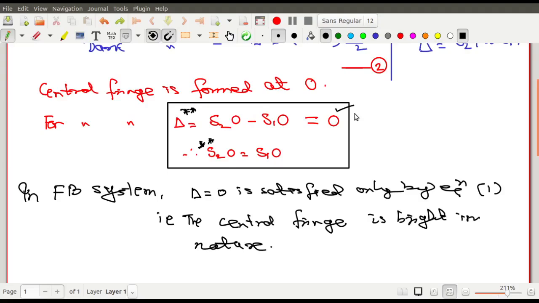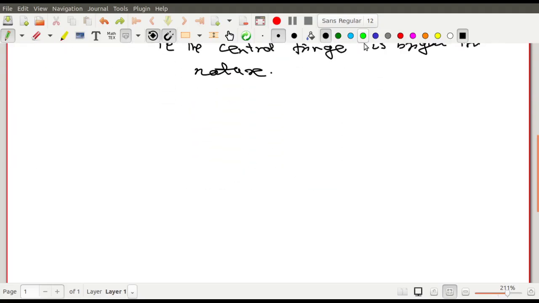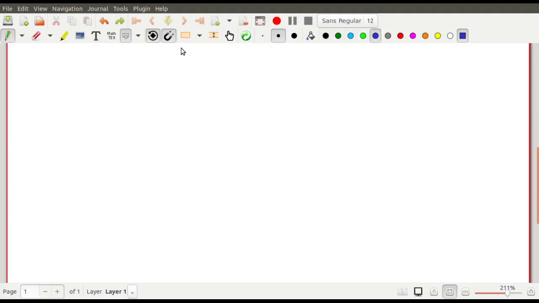The difference is that in the Young's double slit experiment, the sources were 2 point sources, the 2 pinholes, and in the Fresnel biprism experiment, the sources are the 2 virtual sources that you have found. Right? So in these experiments, the central fringe is bright in nature. Keeping this in mind, let me come to my next discussion, which is called the displacement of the fringes.